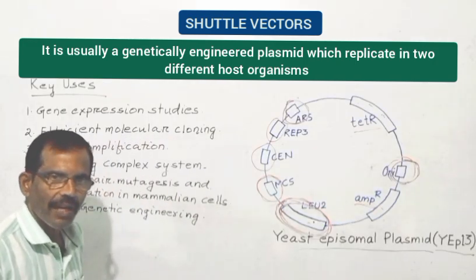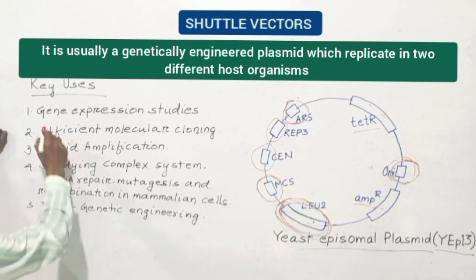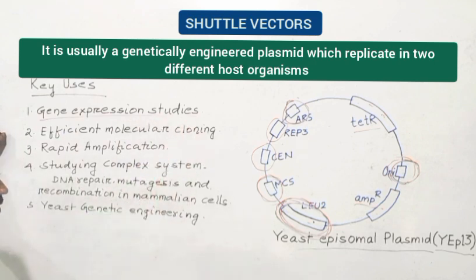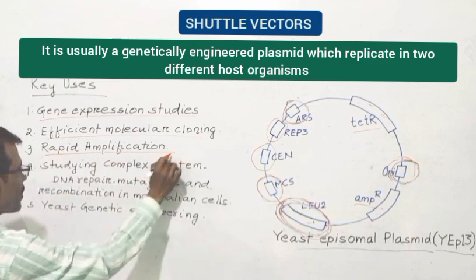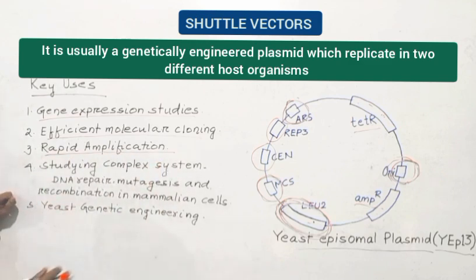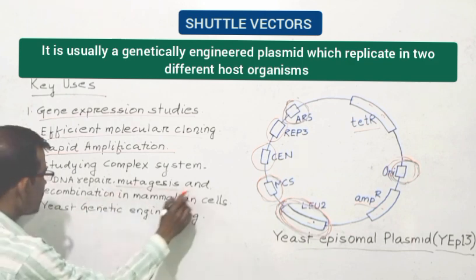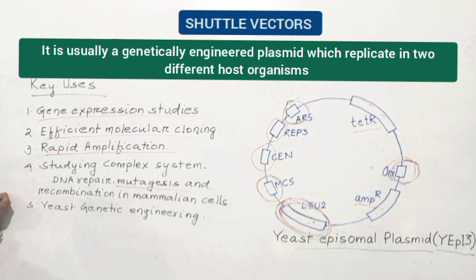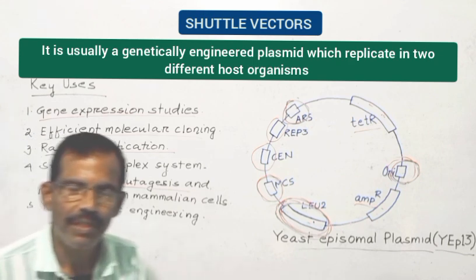Shuttle vectors have key uses such as gene expression studies, efficient molecular cloning, rapid amplification, and studying complex systems such as DNA repair, mutagenesis, and recombination in mammalian cells. In addition, shuttle vectors are also used in yeast genetic engineering, such as Saccharomyces cerevisiae research. So friends, this is all about shuttle vectors.